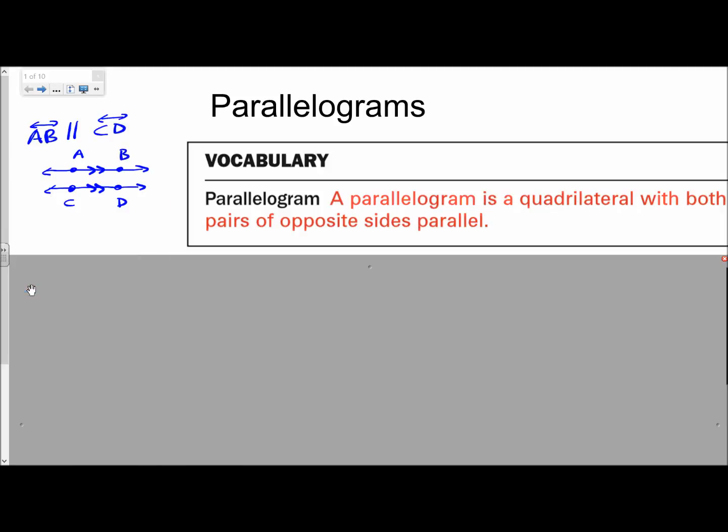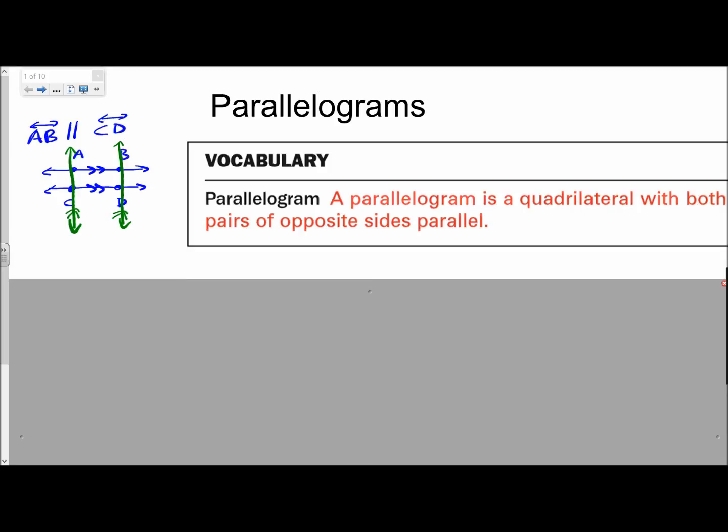I'm going to draw a line through AC going down and another line through BD going down. And I'm going to say that these two are parallel now, the two green lines. So I'm going to say that line AC is parallel. Look at the double bars. That's a symbol. AC, here's AC, the green one, is parallel to line BD.